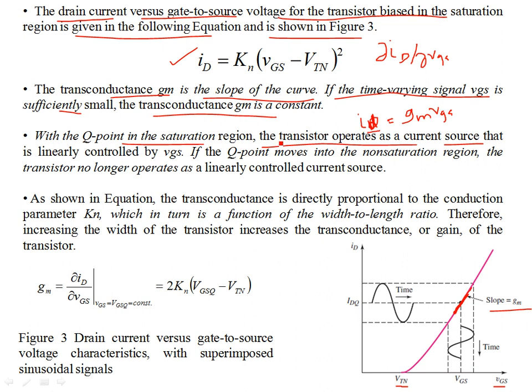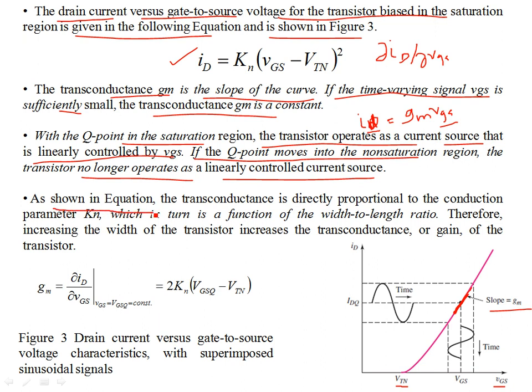So when the Q point is in saturation, the transistor operates as a current source, and it's being linearly controlled by VGS. This is my VGS. So VGS controls the output current, ID. Now if the Q point moves into the non-saturation region, the transistor no longer operates as a linearly controlled current source. First of all, you are going to have harmonics. It's no longer a linear amplifier, so you're going to have distortion.